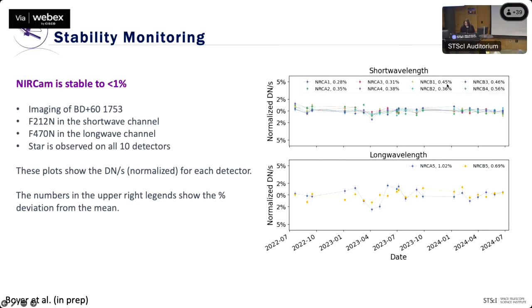So all of these tiny numbers that you can't read, I'll show the scatter. And these are all less than 0.5% here on the short wavelength channel, except for this one's 0.56. So I lied a little bit, but it's close. And then down here on the long wavelength channel, module A is about 1% and module B is 0.7%. So very, very repeatable.